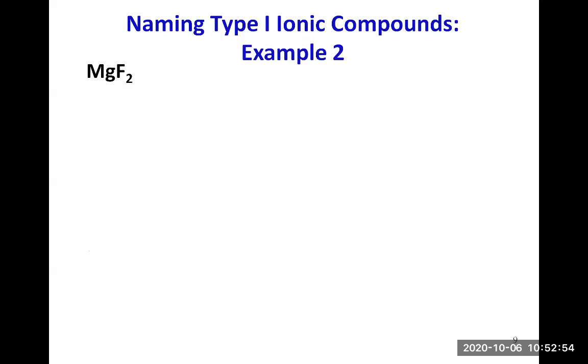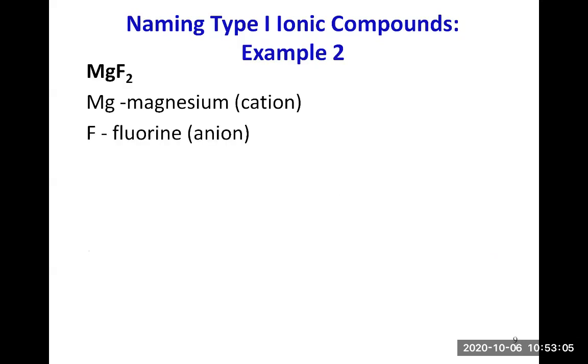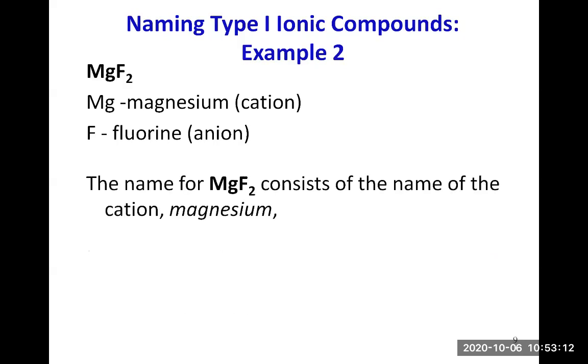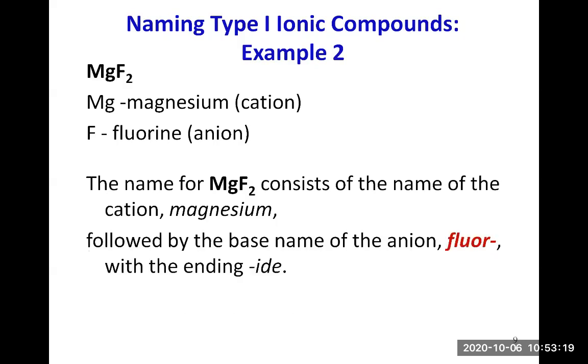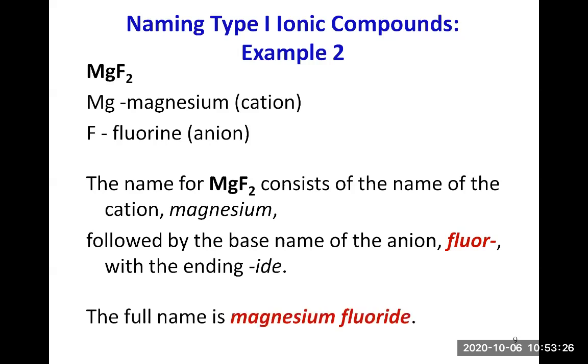MgF2, another example. You may recognize Mg as magnesium. That's the metal, so it's going to be the cation. F is the fluorine, it's the anion because that's the non-metal. So the name for MgF2 consists of the name of the cation, which is magnesium, just as it is in the periodic table, followed by the base name of the anion, fluor, with the ending "ide". So the full name is magnesium fluoride.